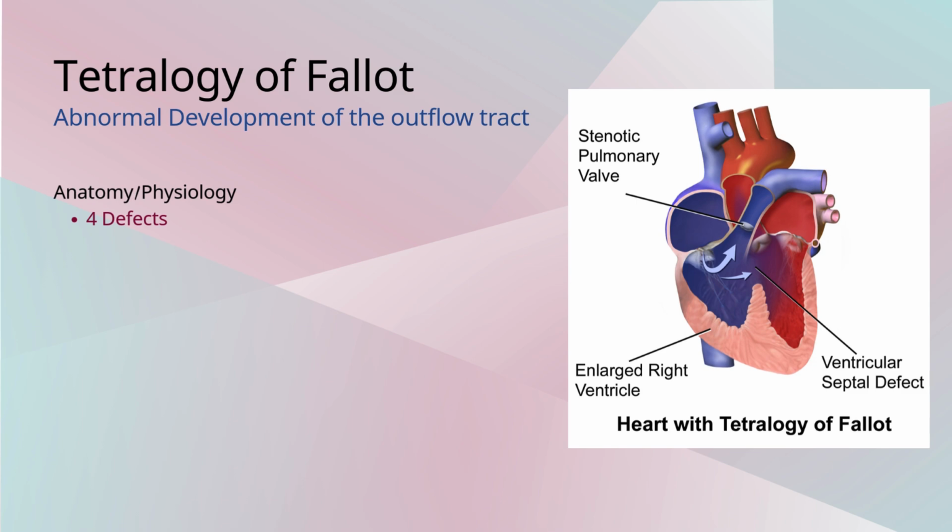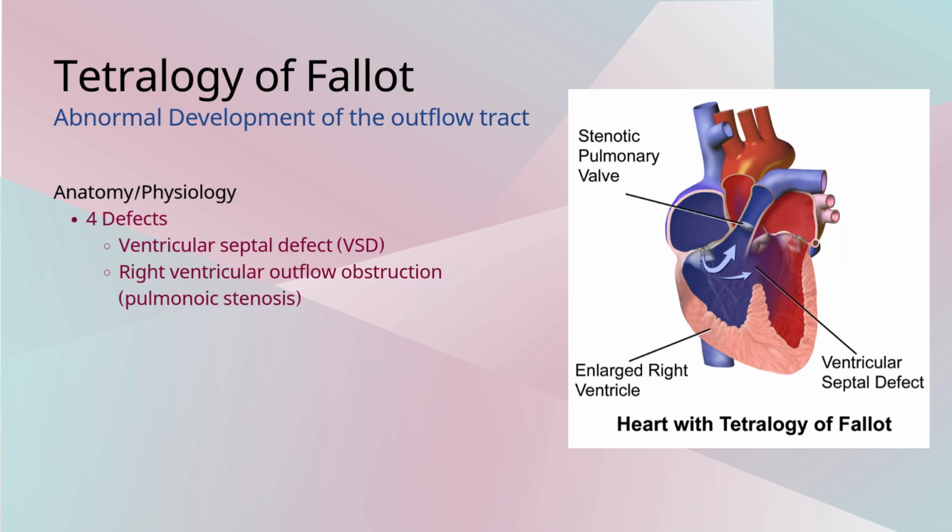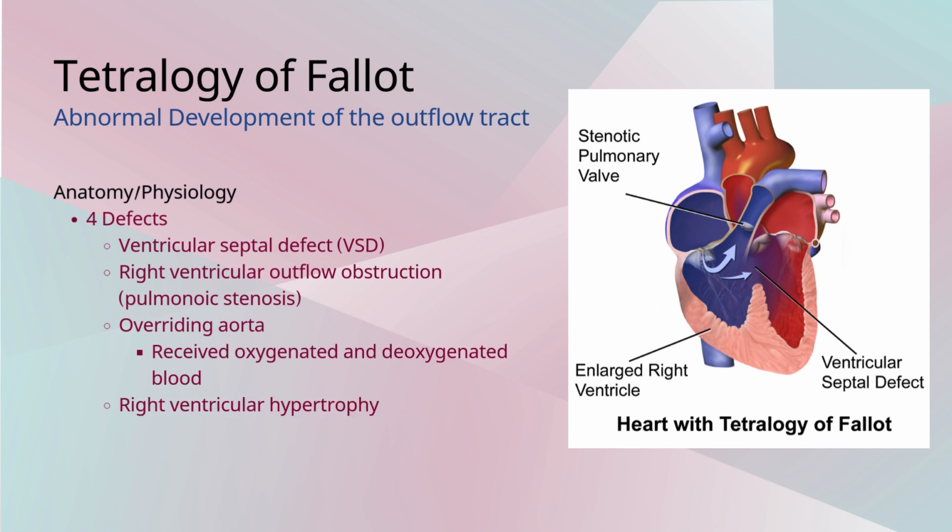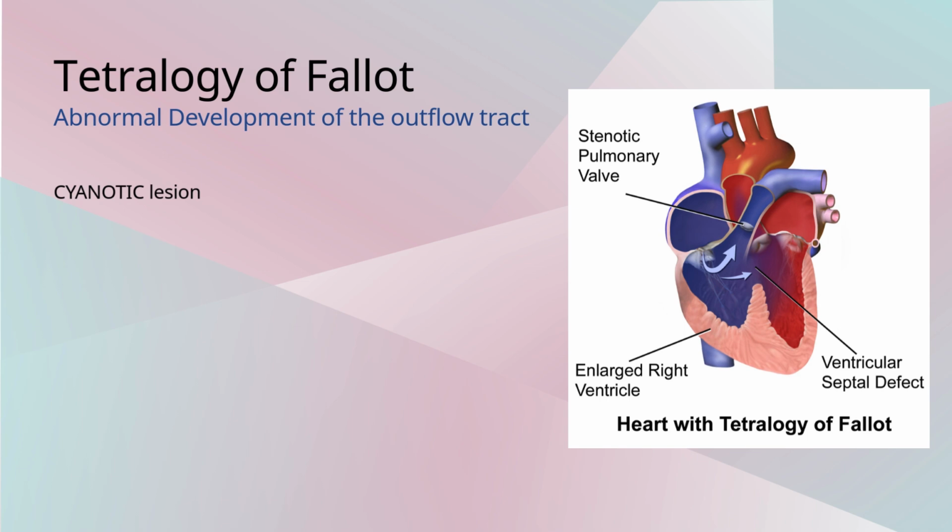These 4 lesions, and I would encourage you to look at the graphic as I describe them, include first, ventricular septal defect or VSD, a right ventricular outflow obstruction or pulmonic stenosis, an overriding aorta, which is where the aorta sits not only above both ventricles, but above the VSD, where it receives blood from both ventricles, so both oxygenated and deoxygenated. And then finally, right ventricular hypertrophy, which is caused from pressure overload. Now, I know this is a lot to take in, but one of the most important things to remember here is the defects created cause cyanosis, which is what makes this condition so severe.